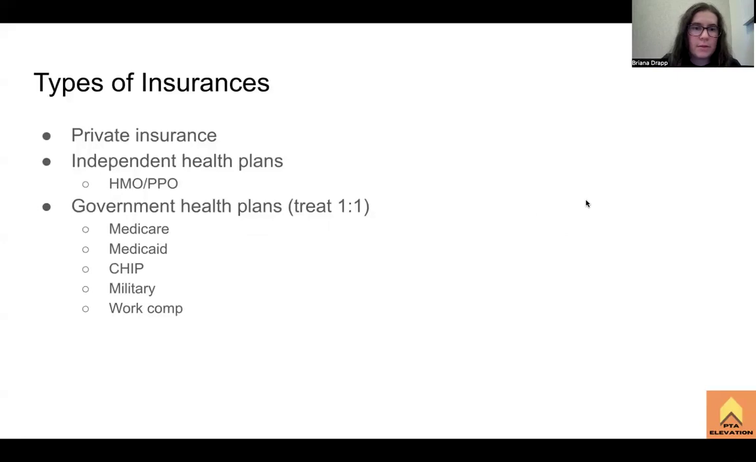So here are the different types of insurances. We have our private insurances, that could be anywhere, whatever anybody's doing. And then our independent health plans, which are our HMOs or PPOs. I will talk about that in just a little bit. And then our government health plans, which I feel like is more what the boards focus on, because these are not specific to each state. Every state's going to have these. So you'll be able to see some of the differences between these ones.